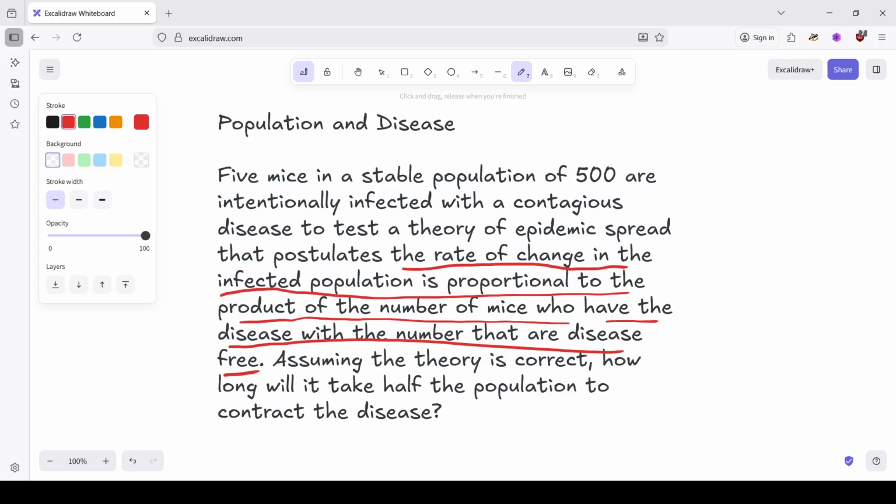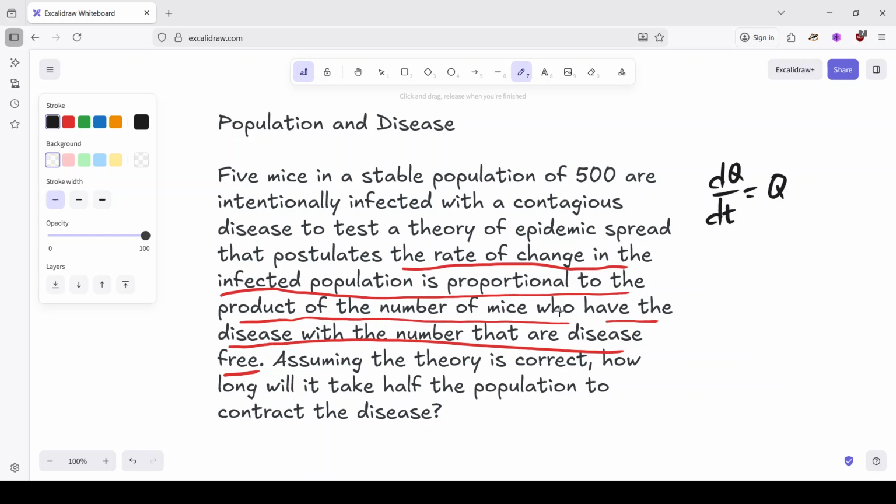Okay, so if we convert this sentence into an equation, the rate of change, so dQ over dt is equals to the number of mice who have the disease. Let's say that Q is the number with the disease. Q is the one with the disease. Okay?